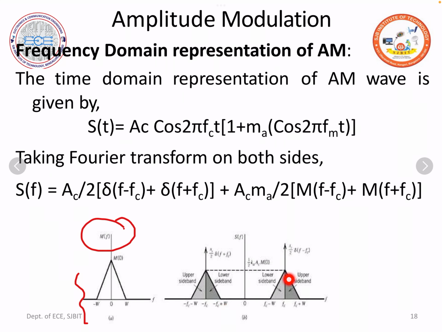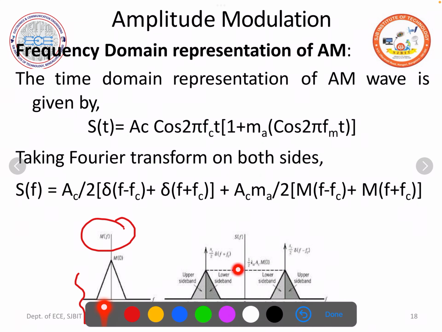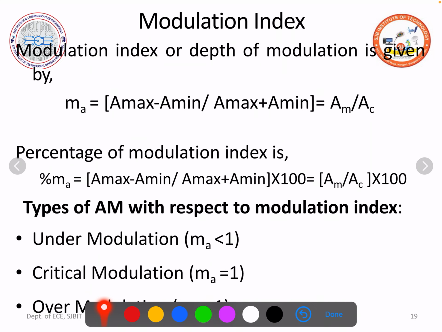Coming to the frequency fc, it is distributed from fc plus W to fc minus W. So this is the frequency spectrum of AM wave in frequency domain representation.